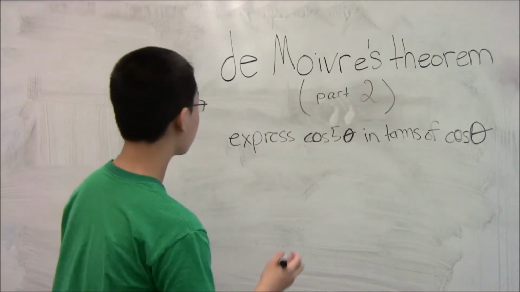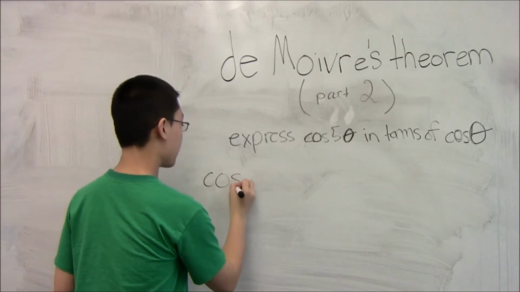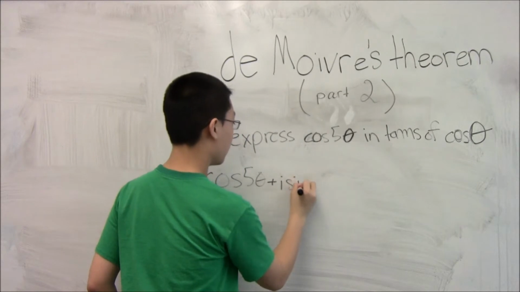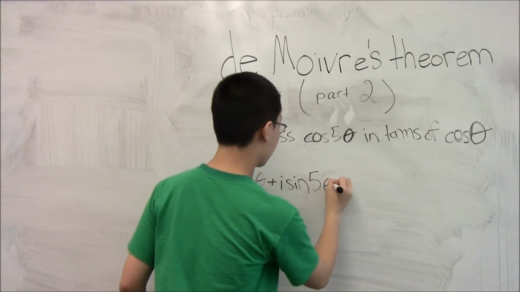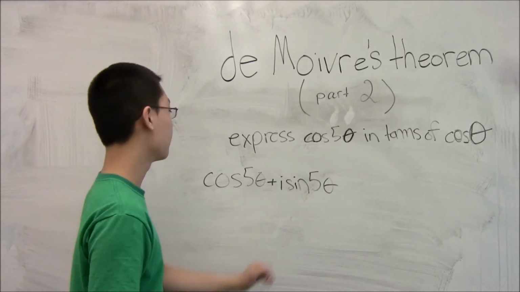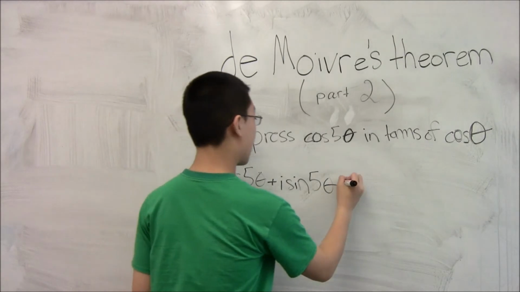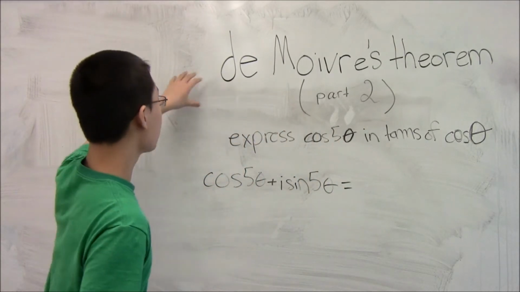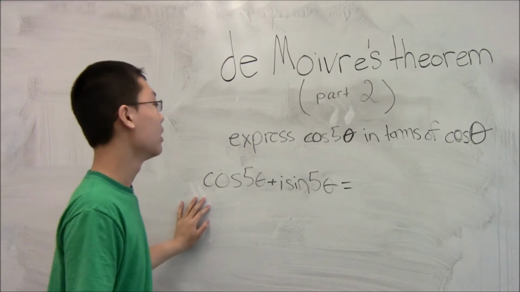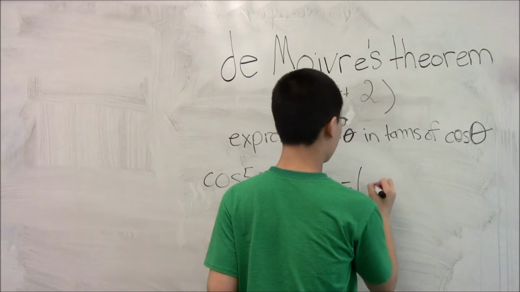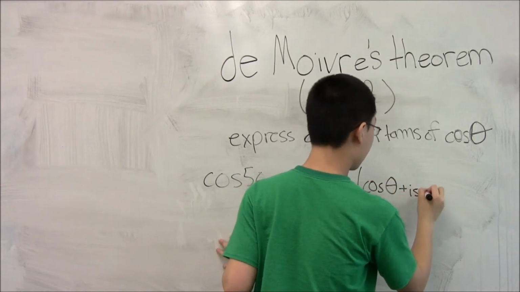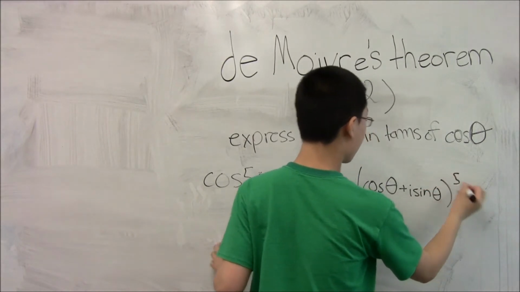So what we're going to do is we can write it as cosine of 5 theta plus i sine of 5 theta. This is what is typically the right-hand side of De Moivre's theorem. So using De Moivre's theorem, we can say that cosine of 5 theta plus i times the sine of 5 theta equals cosine of theta plus i sine of theta to the 5th.